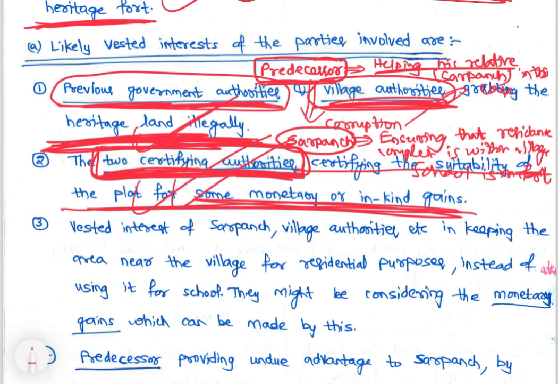Right? Certifying the suitability of the plot. There are three people in total, but two people certified it and one did not certify it. Right? Certifying the suitability of the plot for some monetary or in-kind gains, right? That is their vested interest.